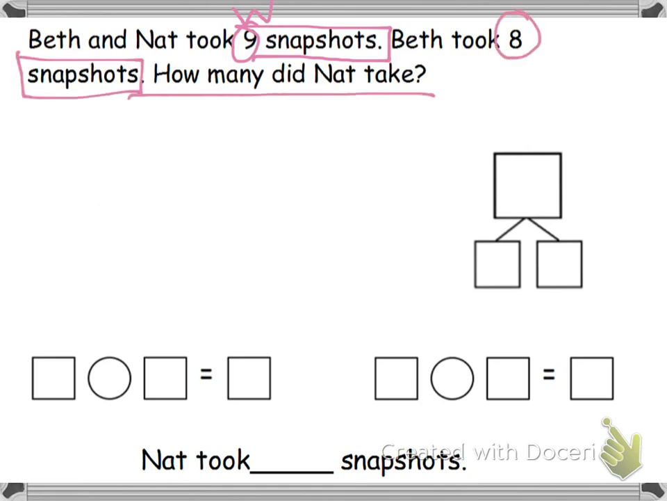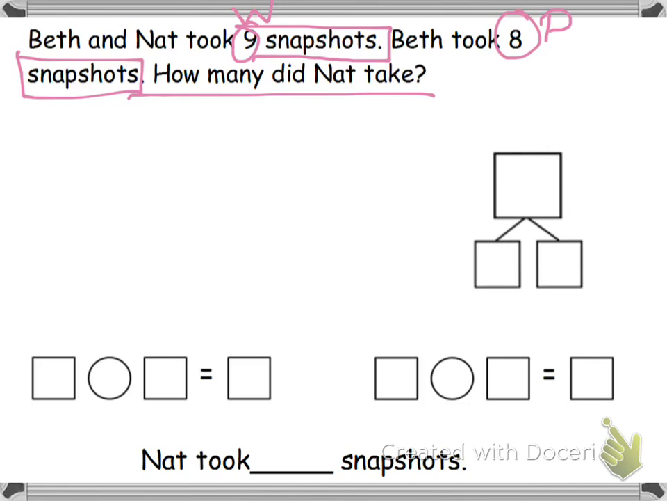And I need to underline our question, which is how many did Nat take? So now we know our whole is 9 because that's how many Beth and Nat took together. And we know that Beth took 8 snapshots. So I'm going to put a P because we know that that is one of our parts. And we have to figure out how many Nat took on his own.